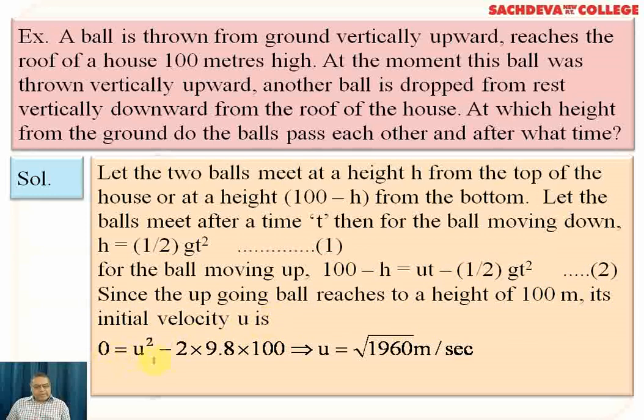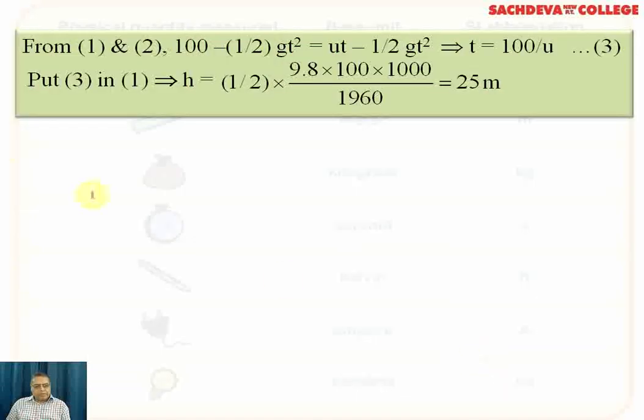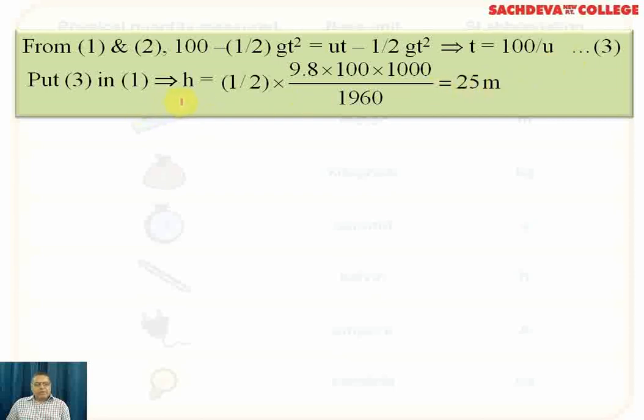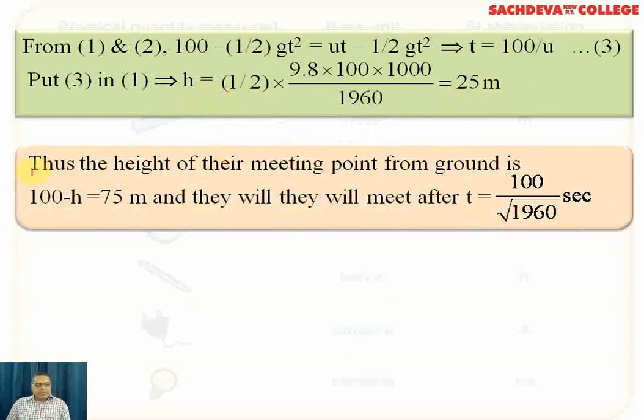Since the upgoing ball reaches a height of 100 meters, its final velocity will be 0. Now after putting the values in the given formula, we get u as root 1960 meters per second. From equation 1 and 2, 100 minus half of gt square is equal to ut minus half of gt square. So t is equal to 100 over u. Now put the third equation in 1, and our conclusion, after putting the values, is that h will be equal to 25 meters. Therefore, the height of their meeting point from the ground is 100 minus h, that is 75 meters, and they will meet after t, that is 100 over root 1960 seconds.